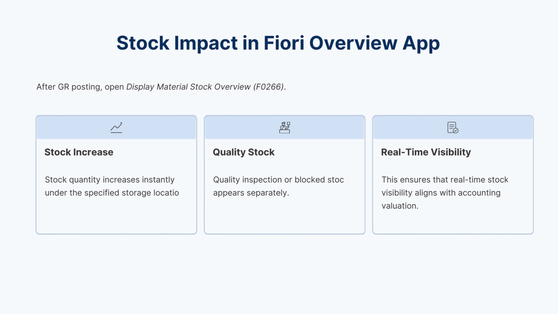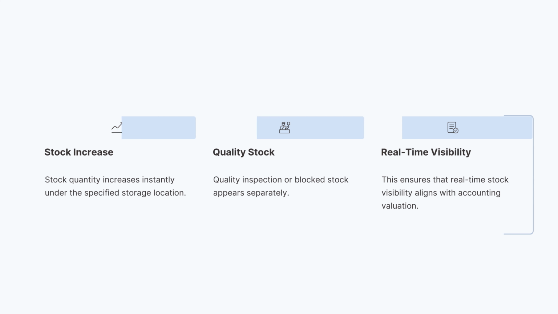Stock impact in Fiori Overview app. Open the Display Material Stock Overview app to confirm stock updates. You'll see increased quantities in the specified storage location. Quality inspection and blocked stock appear separately for transparency. This ensures that logistics and finance remain aligned in real time, a key advantage of S/4HANA Cloud's in-memory processing.